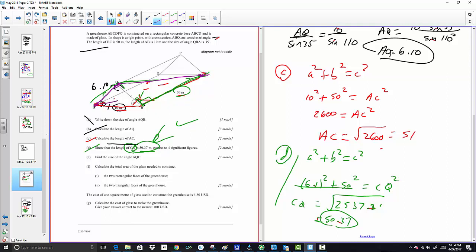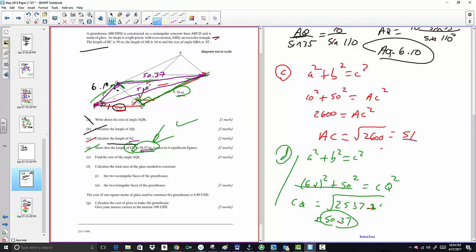Now, I already know the length of this diagonal. I already found it, from A to C. The length of AC was part C. We found it was 51. So I know this length is 51. I also know this diagonal I just found, they're telling me from Q to C is 50.37. So they're giving me stuff that I'm going to need for this triangle here, because this is another triangle, but it's not a right triangle, it's something else.